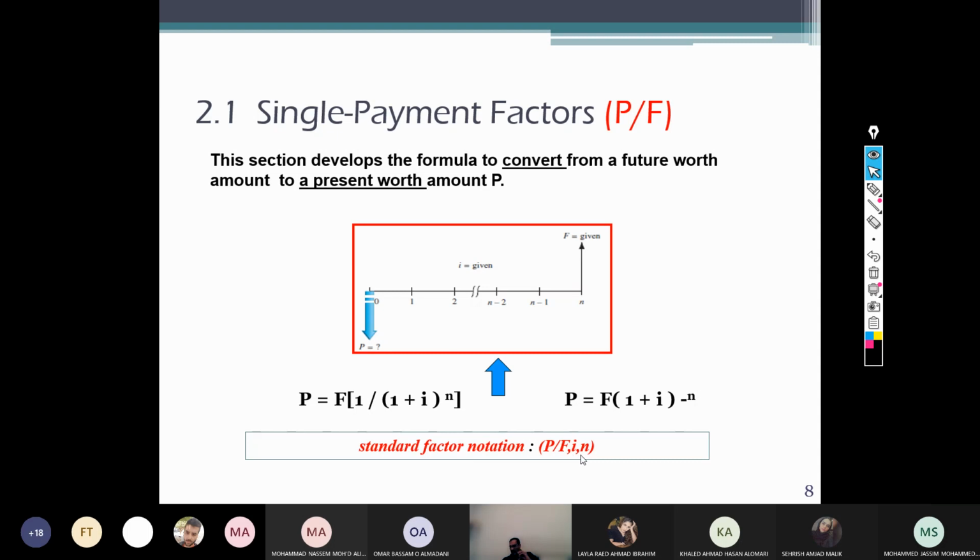How does it look? It says find P given F at the interest rate over the number of years. High language. So whenever you look at this, what does it say? Find P given F at the interest rate of 2 over 6 years. So this is how I will read it. You can read the maths, you read the maths. So it's a very simple standard notation.